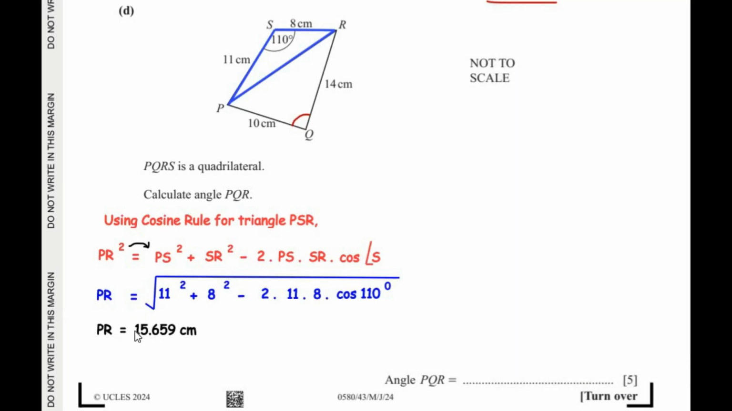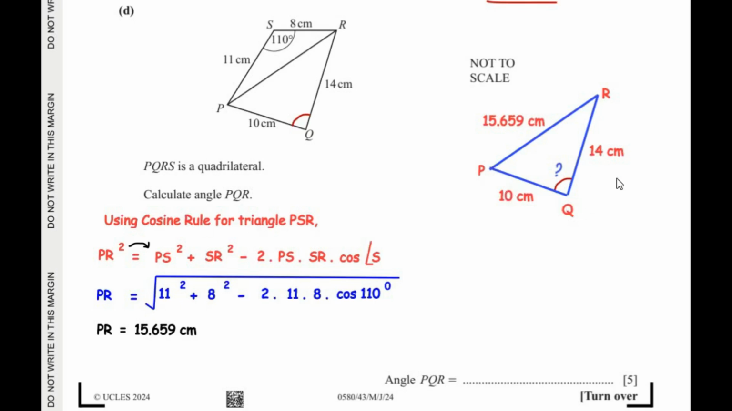Now once we have got the length of PR, let us focus on the triangle PQR. I have redrawn this triangle PQR over here for easy reference. Since we need to find the value of angle Q, that is PQR, I'm going to again make use of the cosine rule for the triangle PQR, because we have all three sides given over here, so we can find the missing angle, which is opposite to 15.659. So the formula remains the same, except that I'm going to change the sides over here.